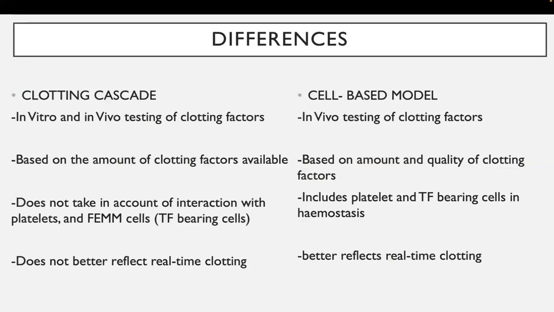So the difference is that the clotting cascade is in vitro testing of clotting factors, and the cell-based model is in vivo, so inside testing clotting factors. The clotting cascade is based on the amount of clotting factors available, whereas the cell-based model is based on the amount and the quality of the clotting factors. The clotting cascade does not take into account interaction with your tissue factor-bearing cells, which we said were fibroblasts, endothelial cells, macrophages, as well as mononuclear cells.